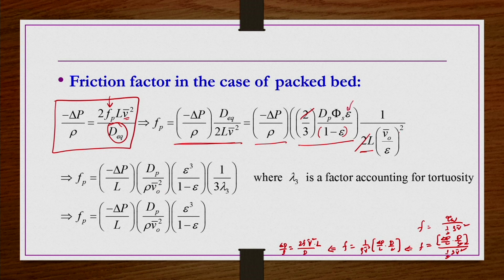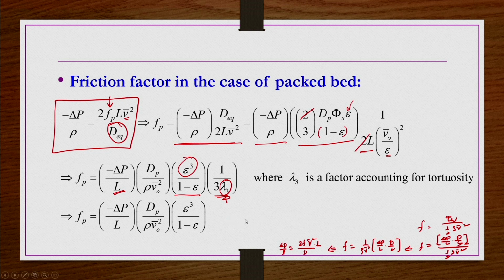Here there is one epsilon, and here there is epsilon square. So, we club together and get epsilon cube, and 1 minus epsilon is as it is, and this 1 by 3 as it is, but there is a tortuosity factor. So, let us consider one factor lambda 3 in order to bring in the tortuosity factor, because this L is the packing length, the height of the packing, but the fluid element is travelling more than the packing length because of the tortuous path. Because of that, this lambda factor should come. Already we have taken lambda 1 and lambda 2 in the previous derivation. So, let us take lambda 3.